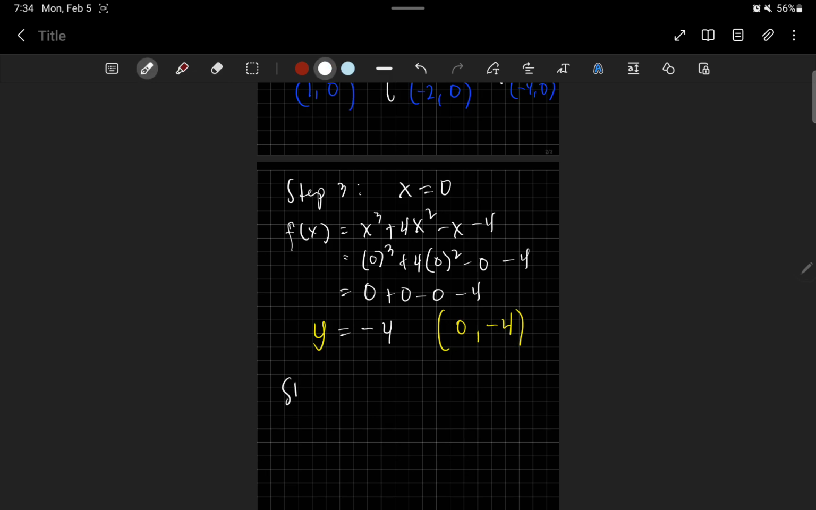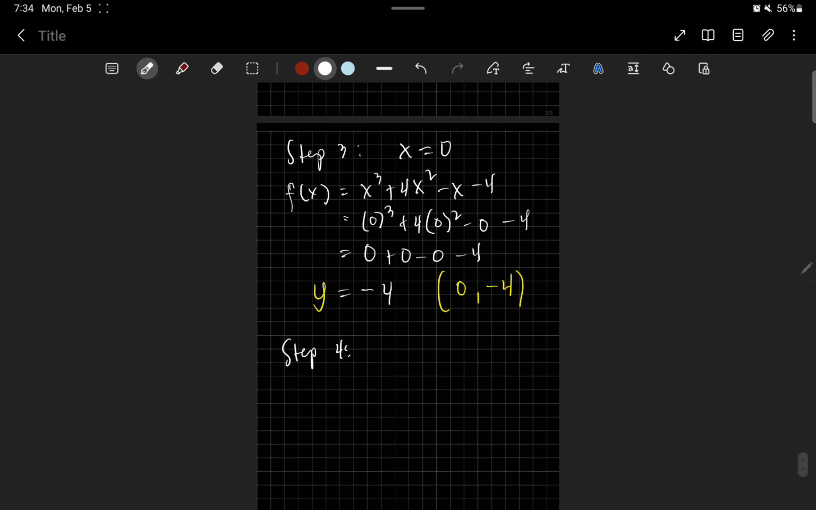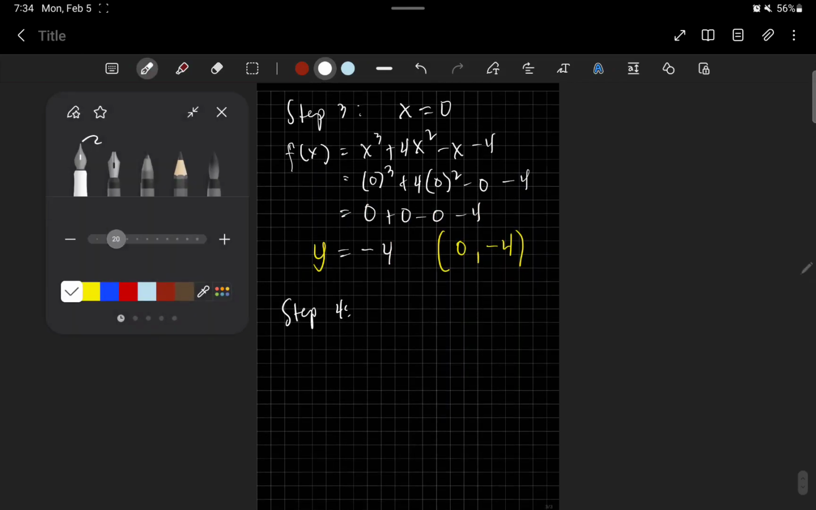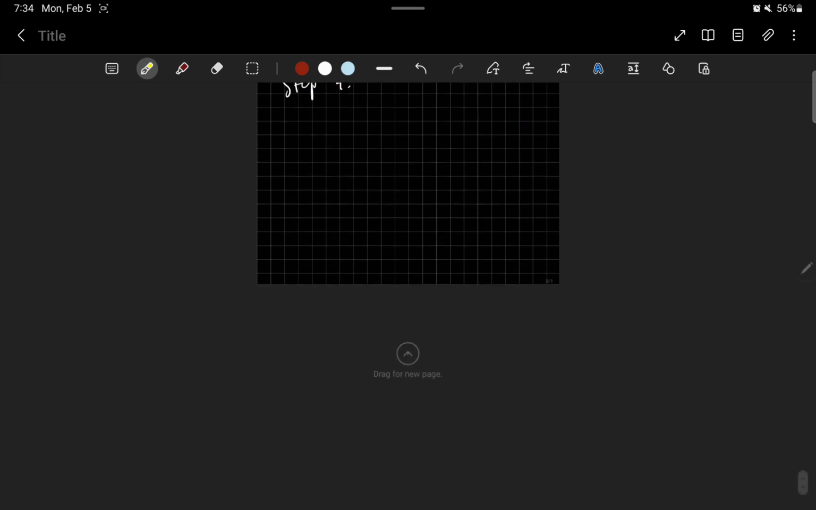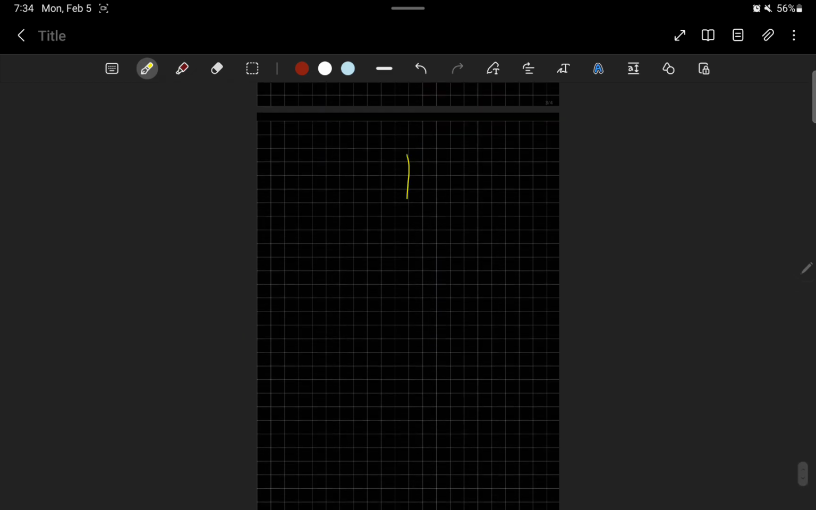Next, step 4. In step 4, we said we have to identify its companions. Before we identify the companions, let's plot first our x-intercepts and y-intercepts. So, let's do a graphing here.